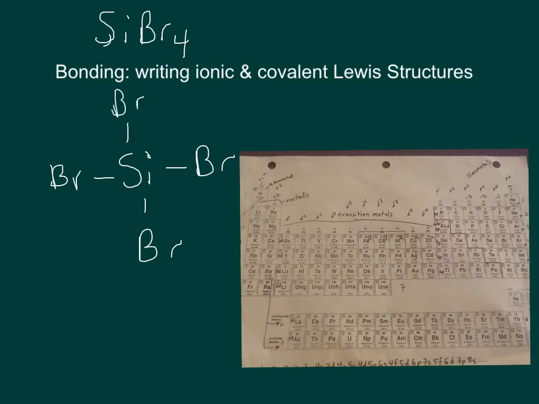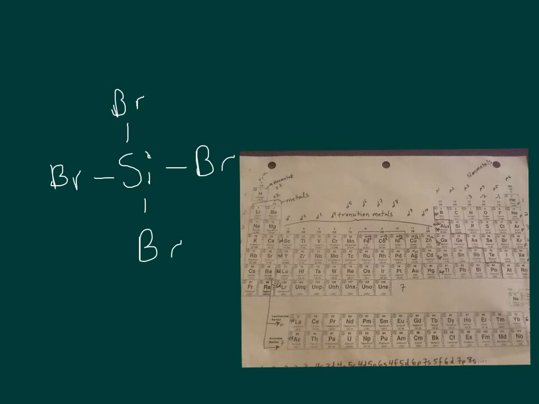And I spread the Brs out as far apart as I could in this dimension. And now I have to do the perfect and the actual. So to do the perfect and the actual, I'm going to write SiBr4 again. I'm going to do the perfect on the top and the actual on the bottom just to keep them separate.